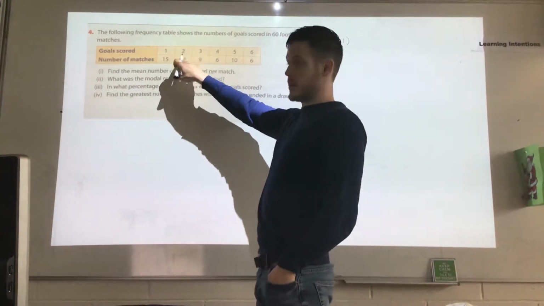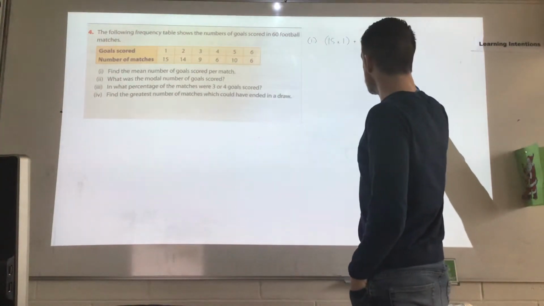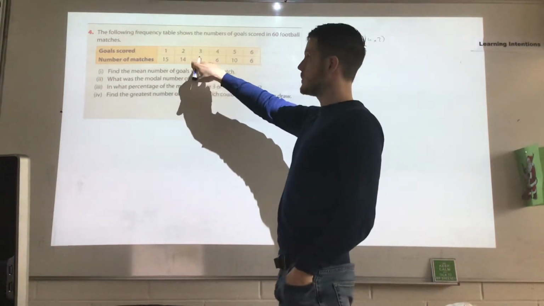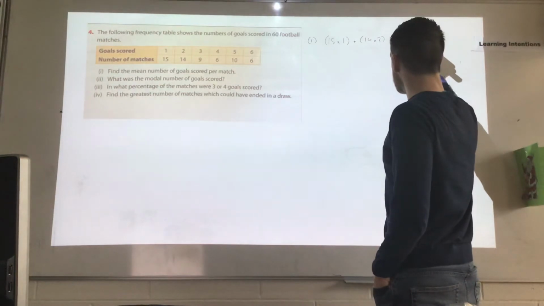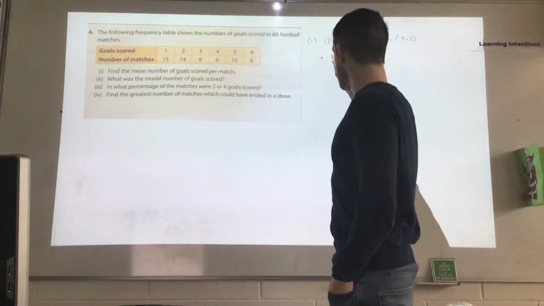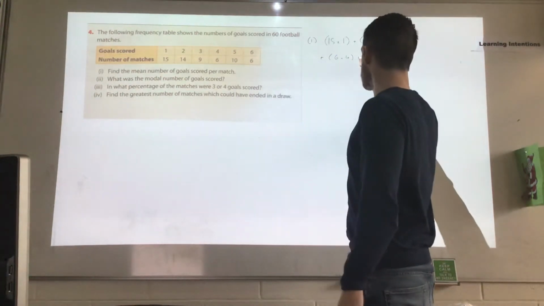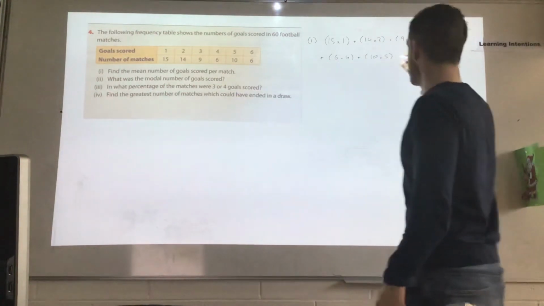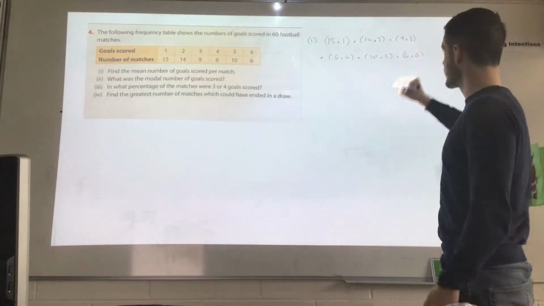In this one, 14 matches, 2 goals were scored. So I'm going to do plus 14 times 2. Here, 9 matches, 3 goals were scored. So I'm going to do 9 times 3. In 6 matches, 4 goals were scored. So I'm going to do 6 times 4. In 10 matches, 5 goals were scored. So we're going to do 10 times 5. And finally, in 6 matches, 6 goals were scored. So we're going to do 6 times 6.